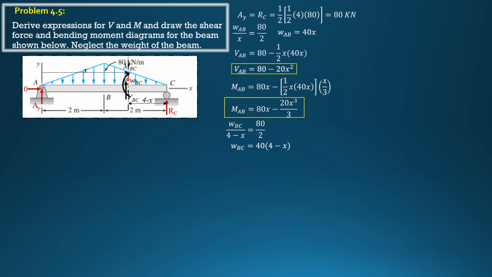So shear BC is downward minus upward force. So downward is 1/2 of 4 minus X times WBC, which is 40 times 4 minus X. Then minus upward, which is R sub C, which is 80. So shear BC is 1/2 of 4 minus X times WBC, which is 40 times 4 minus X, then minus R sub C, which is 80. Simplifying, shear BC is 20 times 4 minus X squared minus 80.